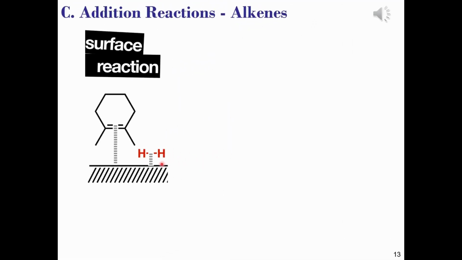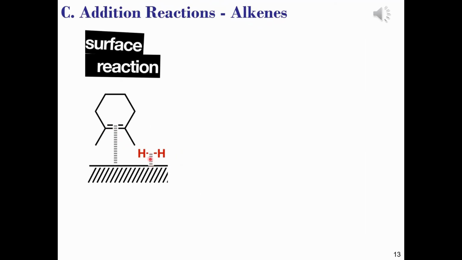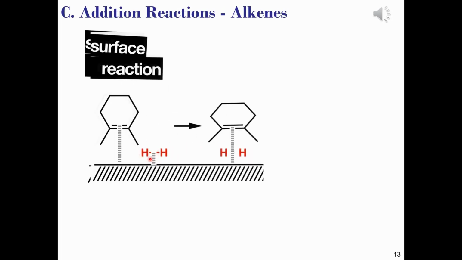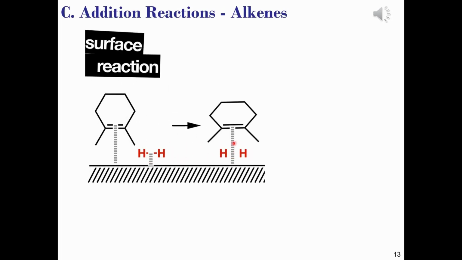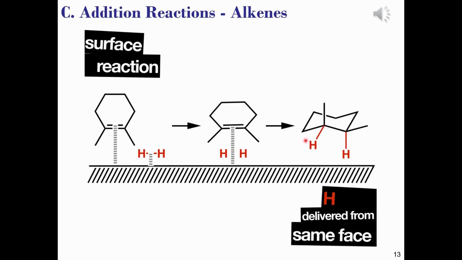The metal catalyst, in this case palladium, reduces the energy of activation and helps dissociate the hydrogen molecule into 2 hydrogen atoms. These remain attached to the surface of the metal. As the alkene passes over the catalyst, in this case cyclohexene, the pi bond is broken and the hydrogen atoms are delivered to the same face.